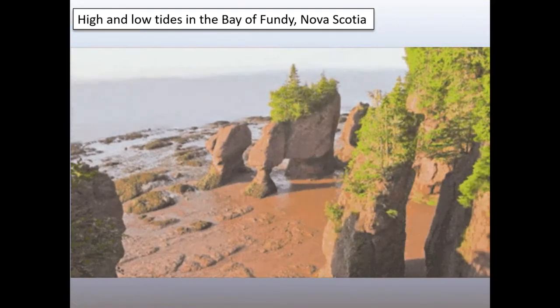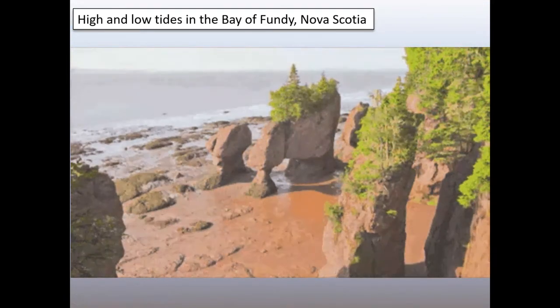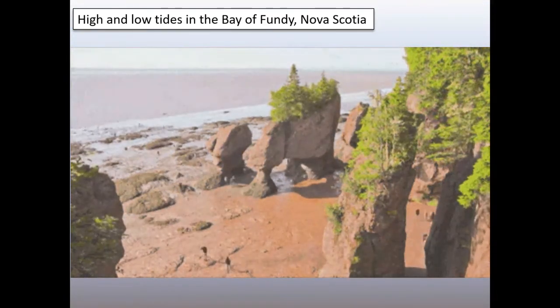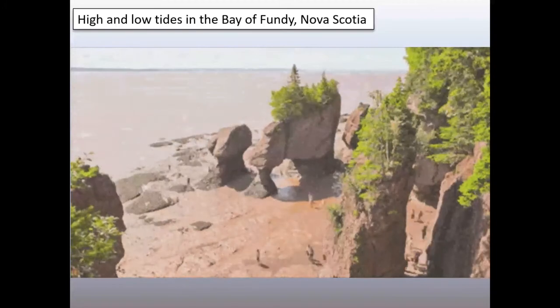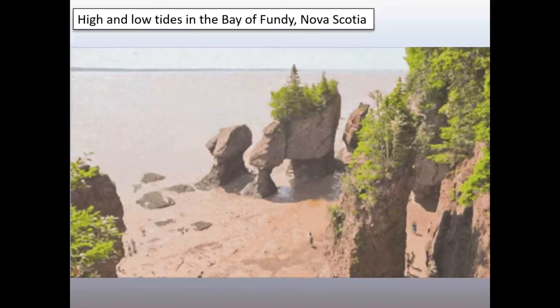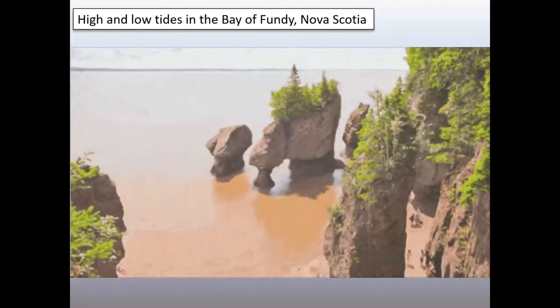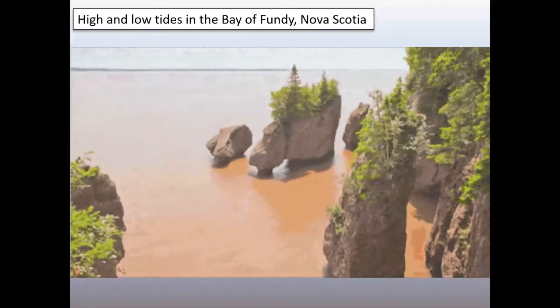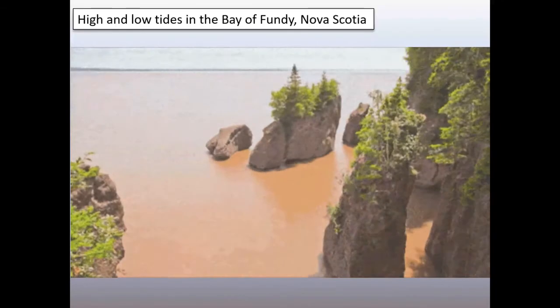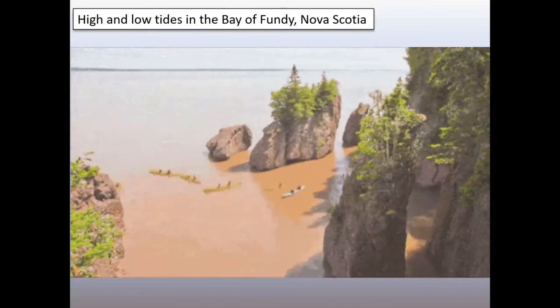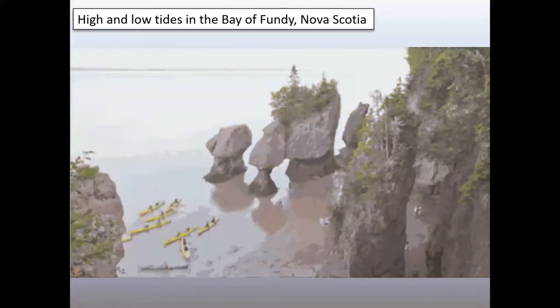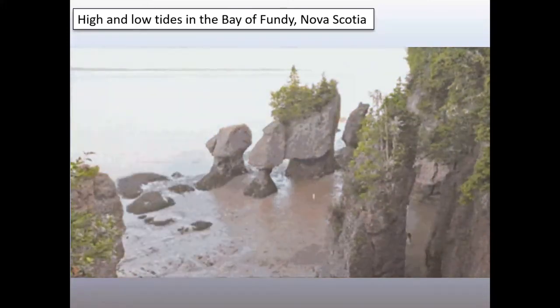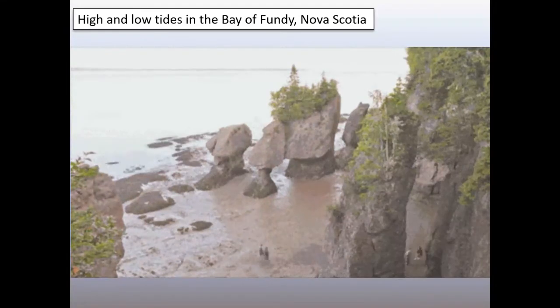Here's a GIF showing the tides in Nova Scotia, Bay of Fundy. You can see all the people walking around during low tide. Tides start coming in, and it fills up very high, right? Very high indeed. There you go. The water is very brown, probably because the tides are so extreme, the currents are so extreme, it's really kicking up a lot of sediment. That muddiness, the brown water, is from the sediment in the water.